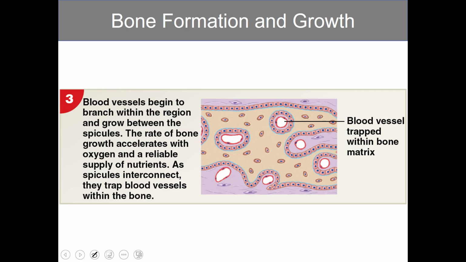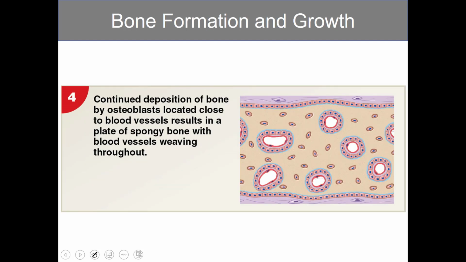Blood vessels start to branch within the regions, and because this vasculature can deliver a tremendous amount of oxygen and nutrients, you get very rapid bone growth or ossification during that point. The spicules start to interconnect and join one another, ultimately trapping these blood vessels within the bone. The continued deposition of bone by the osteoblasts located close to the vasculature results in a plate of spongy bone with blood vessels weaving in and out.